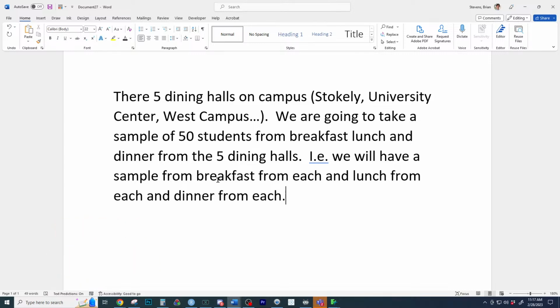It is a multi-stage. What kind of multi-stage? I wrote a really tricky one. We want to understand all UT students who choose dining. We're going to take samples from the different dining halls, and we're going to do it during different times. So what is the multi-stage?